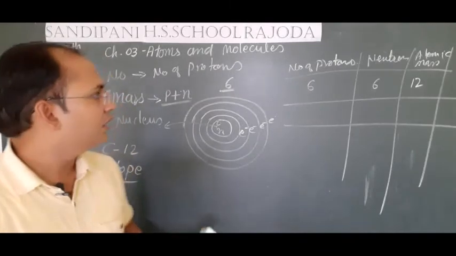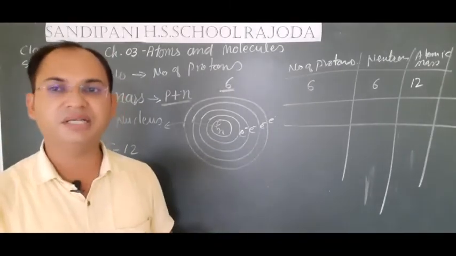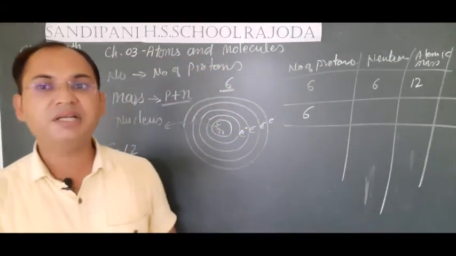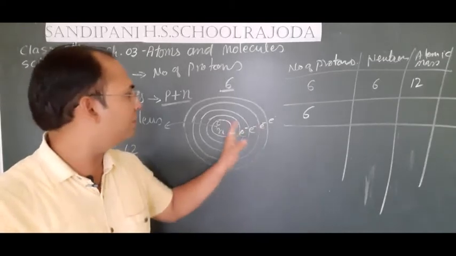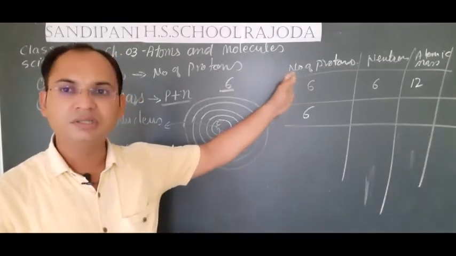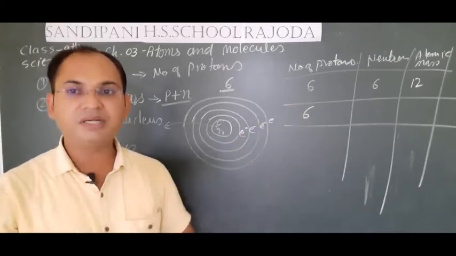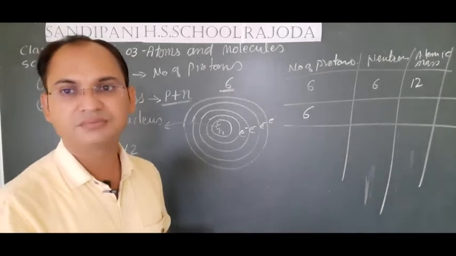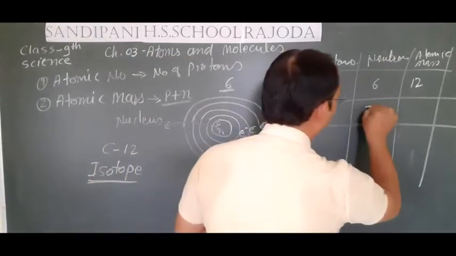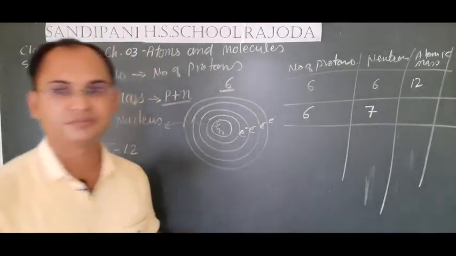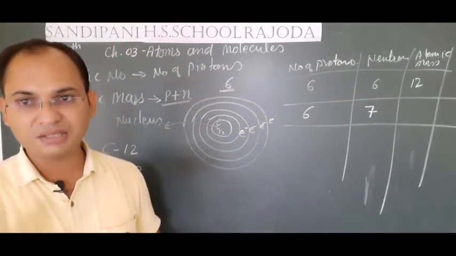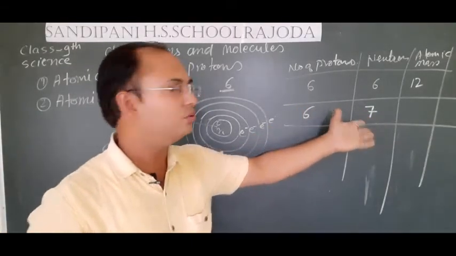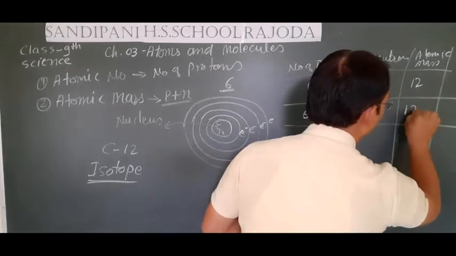But students, if another carbon atom is found in nature, having the number of protons equal to the first one, that is 6, but the number of neutrons is different from the first one. Now suppose it has number of neutrons 7, then what will be its atomic mass? Its atomic mass will be the sum of the protons plus neutrons, so it will be 13.